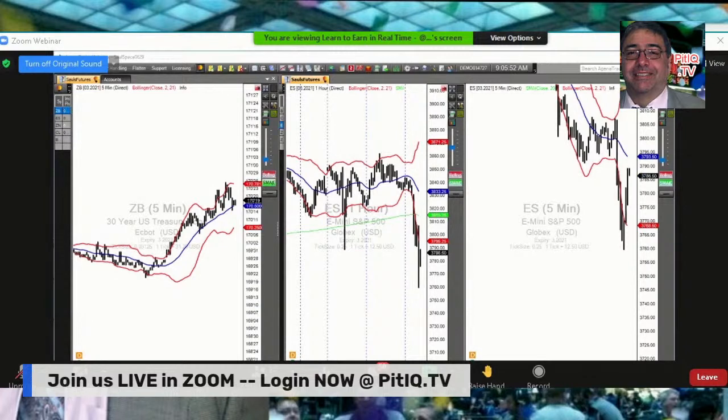Again, obviously just a little bit of resistance right in this area here. As you can tell, the market is kind of stalled a little bit.